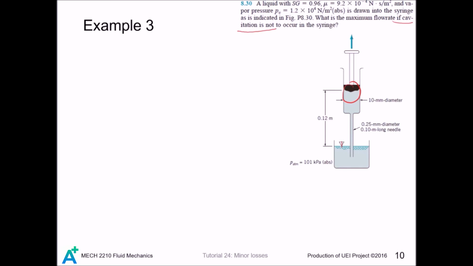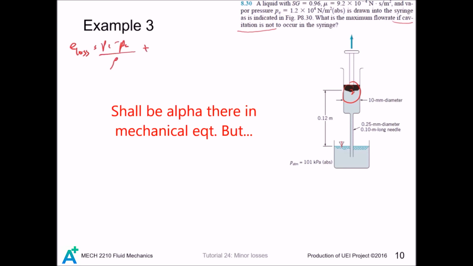So let's let this as 1 and this equals 2. So let's go ahead and write down the energy equation first. Now, P1 is the atmospheric pressure, and this point shall at least have the vapor pressure for cavitation not to occur. Now we already know the pressure at point 1 and point 2, and difference in their elevation.